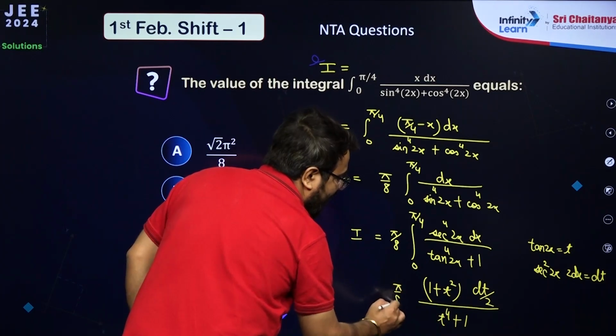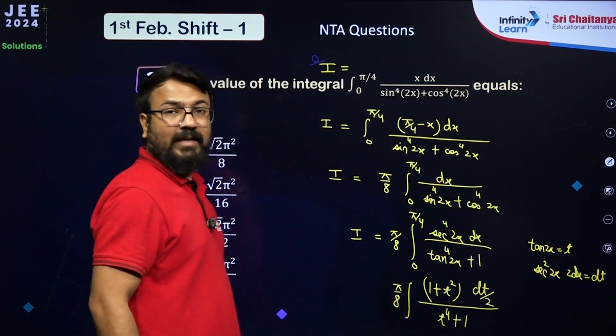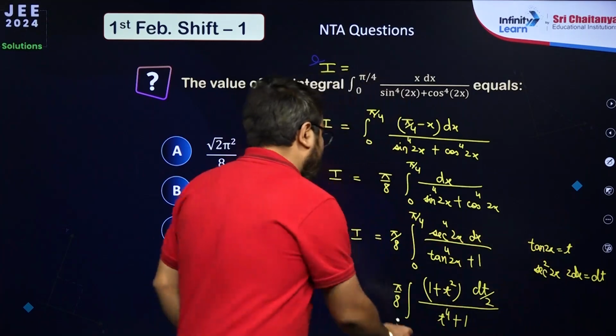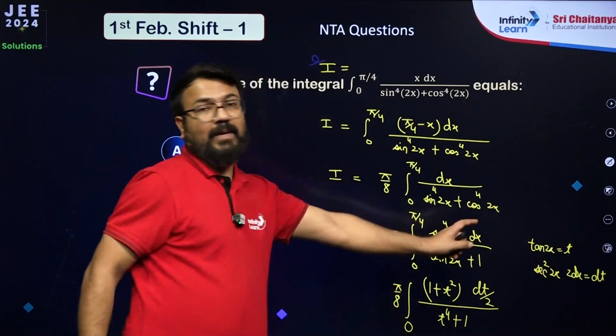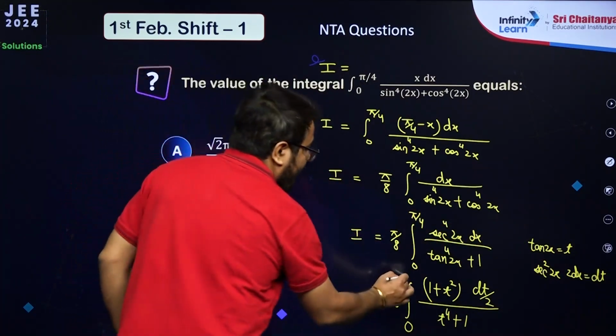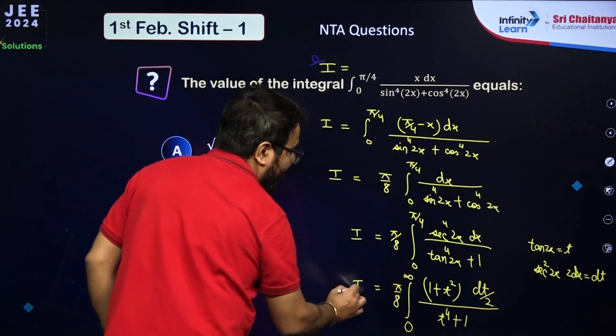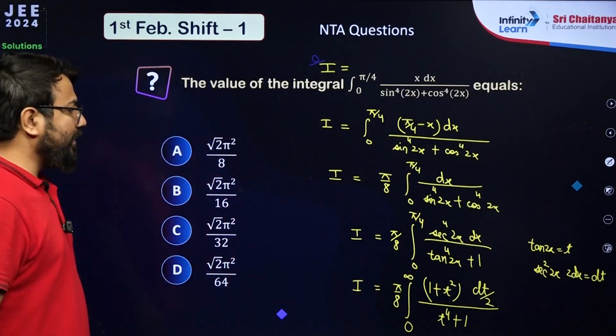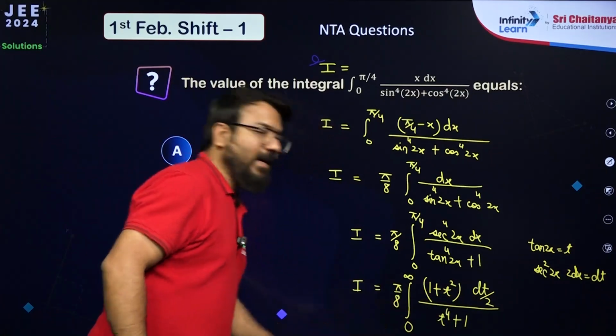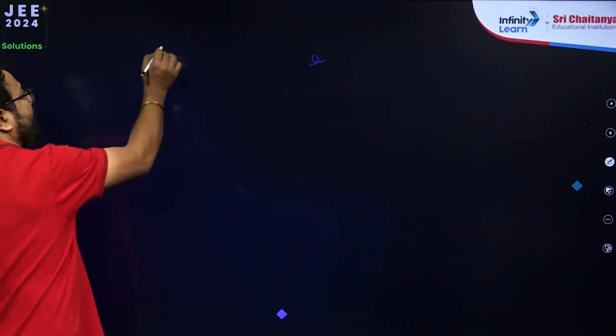Here already it is pi by 8 and let us talk about the limit. If I keep the value of x as 0, t will be 0. If I keep the value of x as pi by 4, then t will be infinite. I hope this is clear to you and this is the value of I. So if this has been clear to you, then this half and this pi by 8 becomes pi by 16 in the next page.